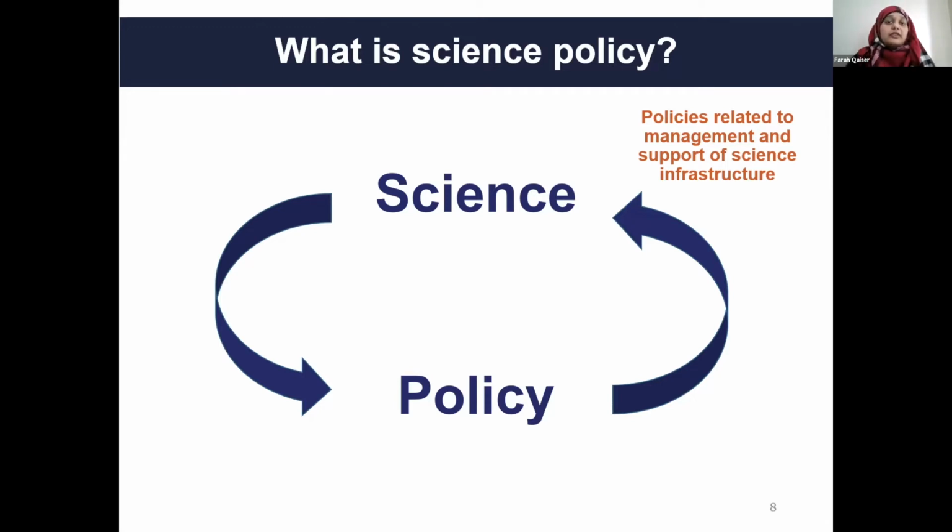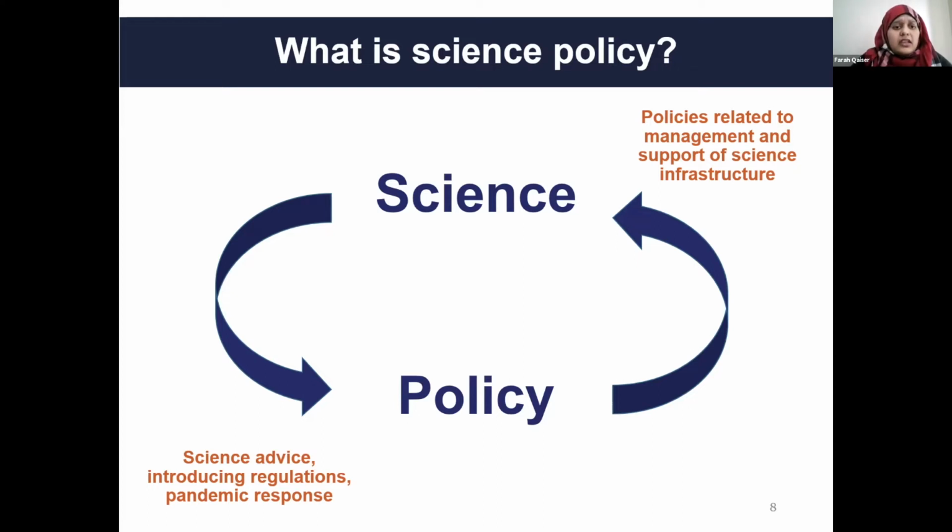But on the flip side, there's also science for policy. So this is about how science can play a role in policy processes or decision-making processes. And this can involve science advice, it can involve introducing regulations, and we've seen a lot of it during the pandemic response. So kind of seeing how real-time scientific evidence, whether that's COVID-19 testing data or public health advice, plays into policy decisions.